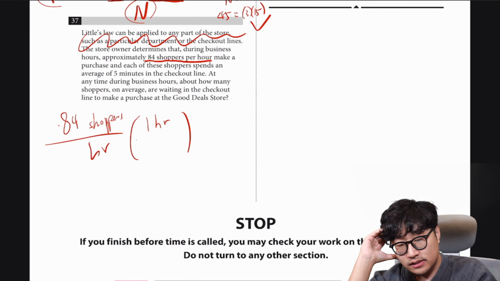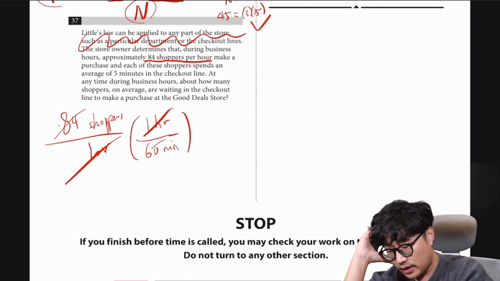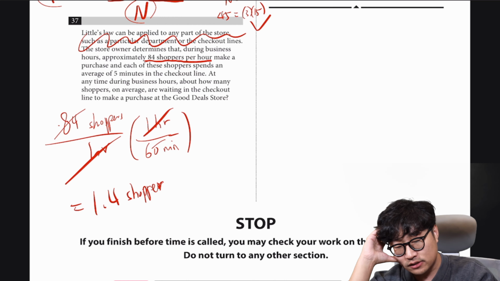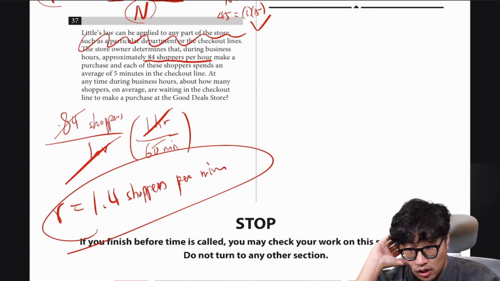1 hour is 60 minutes. I'm putting the hour on top so you can cancel it like that. So basically just divide. 84 divided by 60, you get 1.4 shoppers per minute. Okay, that's what I like. Shoppers per minute. And what is that again? That's the R.